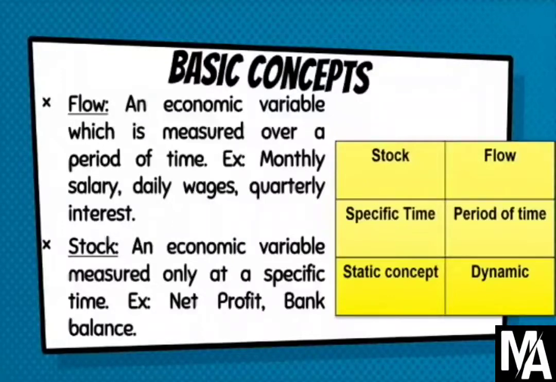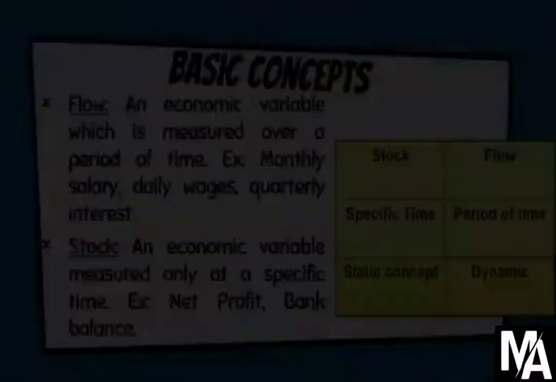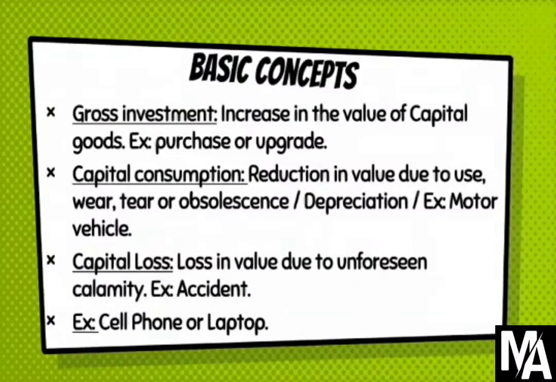Now, the wealth of a person is a stock because it is measured at one point of time. But if the constant streams of income are increasing that wealth, that concept will be called flow. We'll move into the next set of concepts, that is gross investment, capital consumption, and capital loss. It's very easy to understand. Whenever we increase the value of our capital goods, as I already explained earlier, that increase in value is called gross investment.